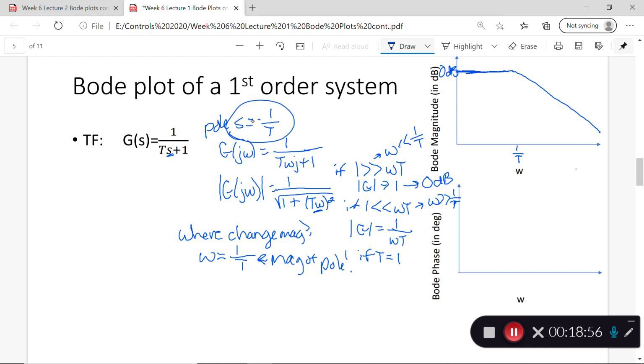Remember my pole was when s was equal to negative 1 over t, and you're really plugging in s as j omega. So it's when your frequency, think of s like frequency, equals 1 over that t value. We had our transfer function that we said was a first order system from class last week, 1 over RCs plus 1, our low pass filter as a circuit. If we remember from sensing and measurement, that had a cutoff frequency at 1 over RC. RC here is like my t.